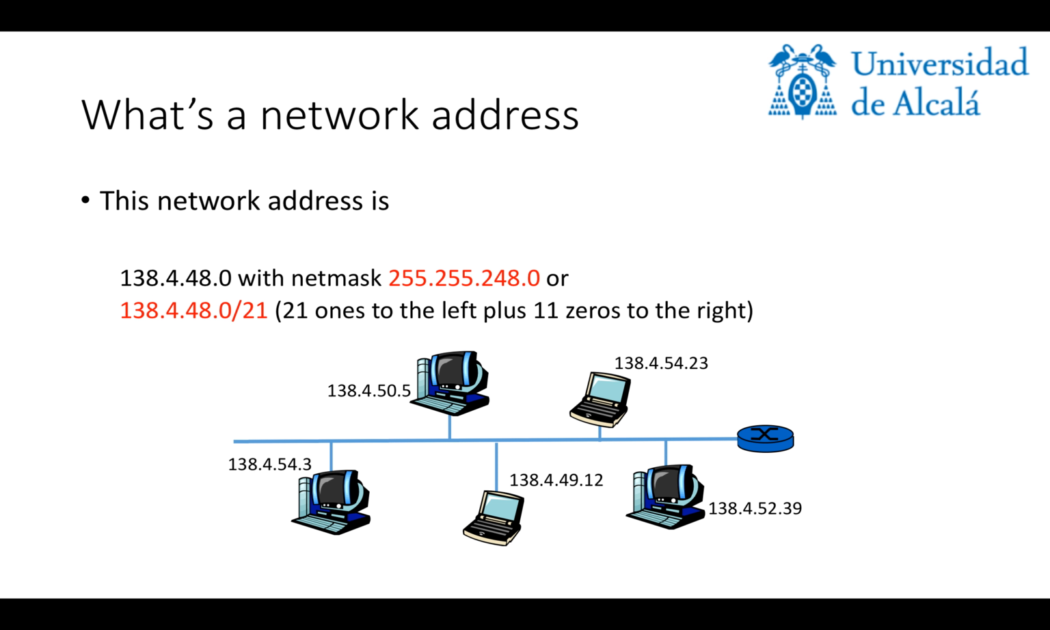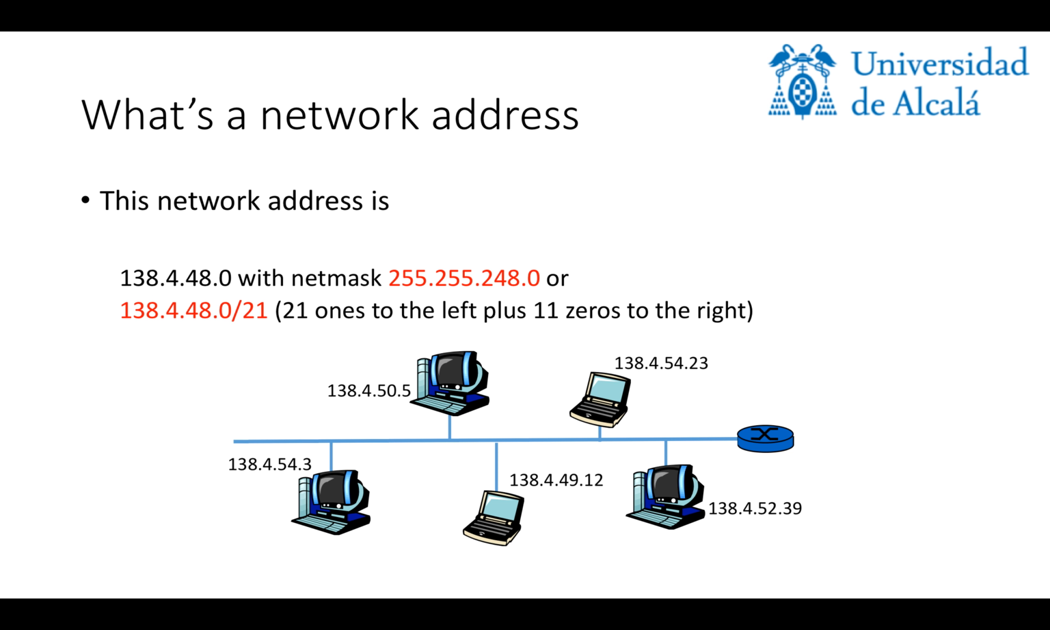The net mask indicates how many bits of the network address are corresponding to the network part and how many bits are corresponding to the host's part. That means how many bits are the prefix. In this case, 21 bits are the prefix. That means that the net mask would have 21 ones and the rest would be zeros.